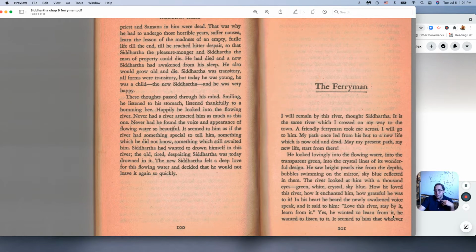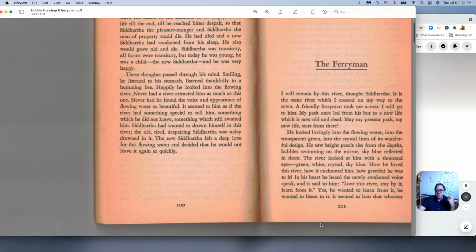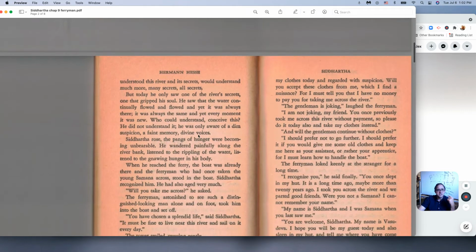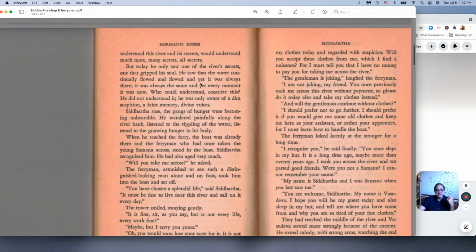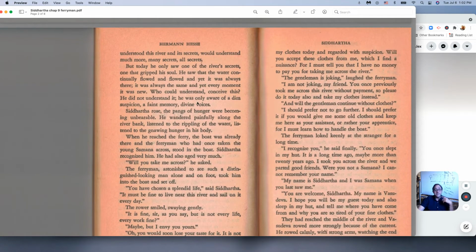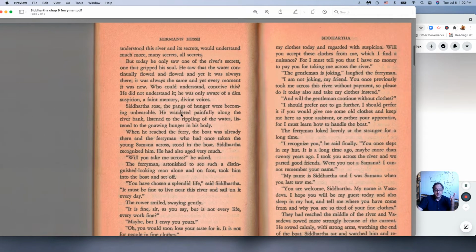Yes, he wanted to learn from it, the river. He wanted to listen to it. It seemed to him that whoever understood this river and its secrets would understand much more, many secrets, all secrets.